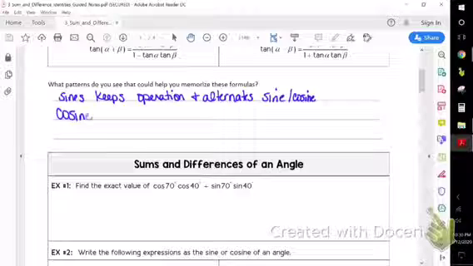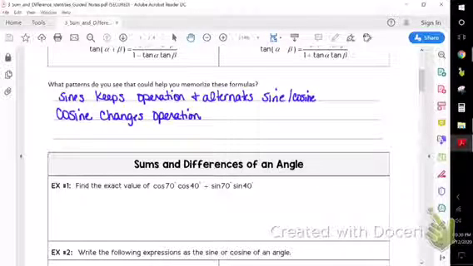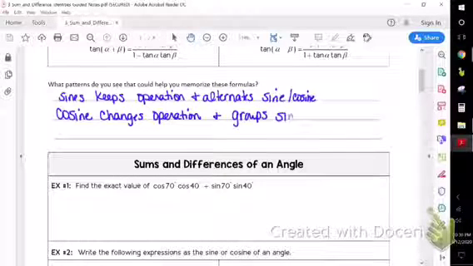Okay, so it alternated. So what about cosine? What did you notice on it? Well, cosine changed the operation. So if we're doing the sum, our formula is going to have a minus in it. If we're doing the difference, our formula is going to have a plus in it. And it kept the trig functions grouped. It groups sines and cosines. So what I mean by that is it was cosine of alpha, cosine of beta, either plus or minus sine of alpha, sine of beta. So it kind of grouped them together. It left the sines together, it left the cosines together.